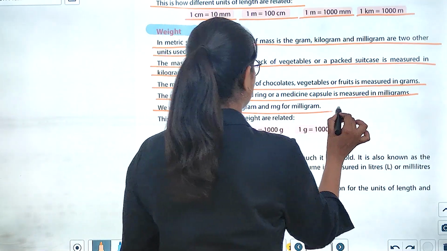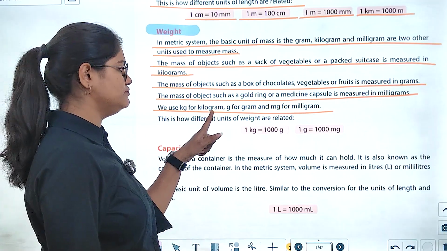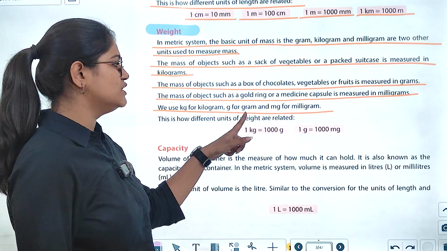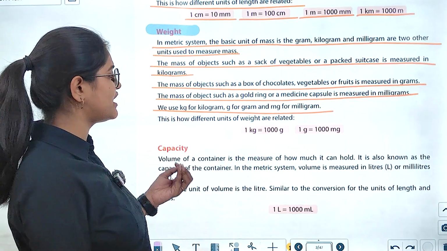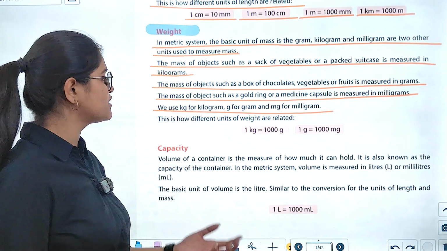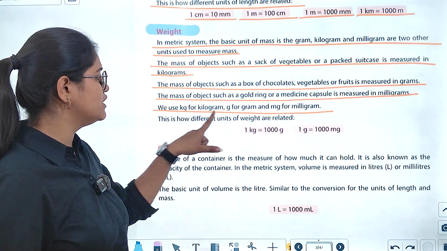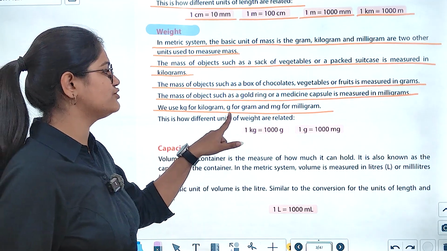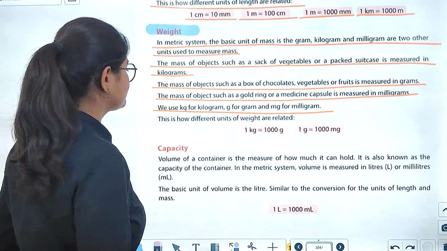We use kg for kilogram, g for gram and mg for milligram. तो ये हमने इन सभी यूनिट्स के कुछ सिंबल्स बनाए हुए हैं जिसमें हम किलोग्राम को यूज करते हैं kg के थ्रू, ग्राम को g के थ्रू और मिलीग्राम को mg के थ्रू, राइट.